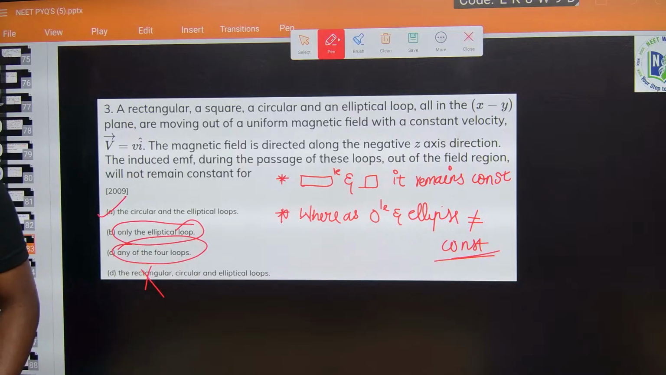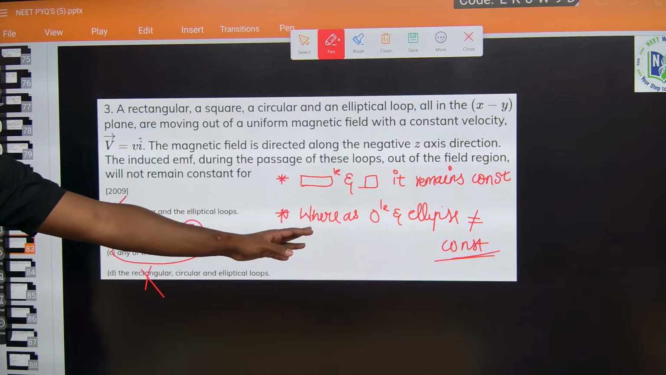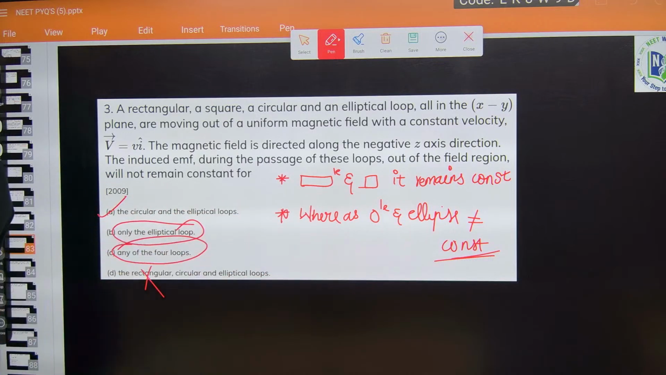So the induced EMF will remain constant for the rectangle and square, whereas for the circle and ellipse, it does not remain constant.